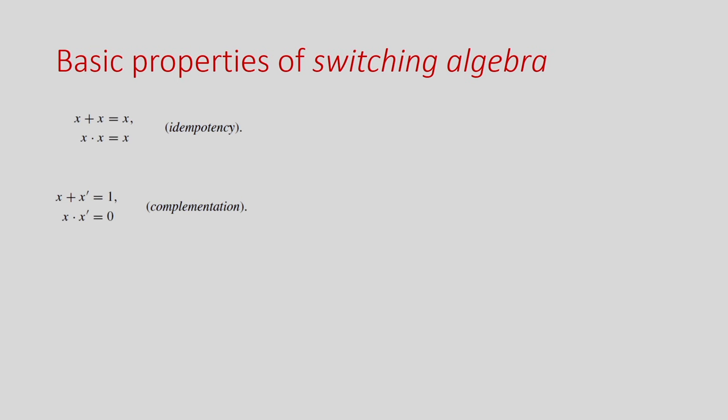So, in all those cases, you need to manipulate the expression to simplify or try to prove them equivalent, and you need these properties. Okay? That is what I am going to discuss now. The first property is idempotency, which says basically if you take the OR operator or AND operator on the same variable, x plus x or x dot x, it will result in x, right? Which can be proven very easily.